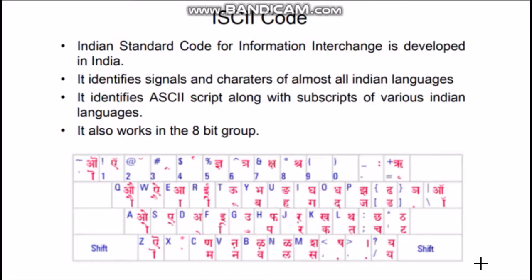Next is the derived coding scheme, which is known as ISCII. It stands for Indian Standard Code for Information Interchange. Now this coding scheme is used to represent the characters which we use in Indian languages. It is similar to the ASCII coding scheme, but it is used to represent the characters which we use in Indian languages.